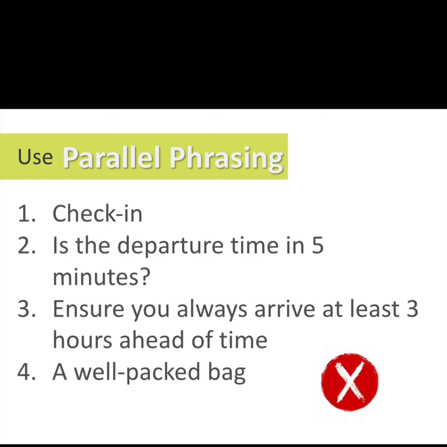Now this is a list combining too many styles. Check-in, which is a list item, is the departure time in 5 minutes. That's a question. Ensure you always cross-check the logged passenger list with the original manifest. That's a full sentence. And depress manual brake. That's a sentence fragment. So see how the above mixes different types of bullets. It's not easy to read or understand.